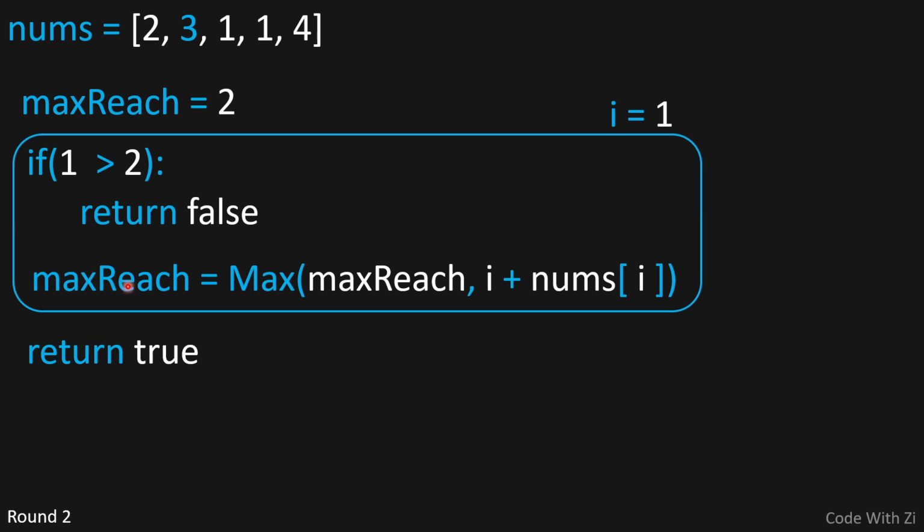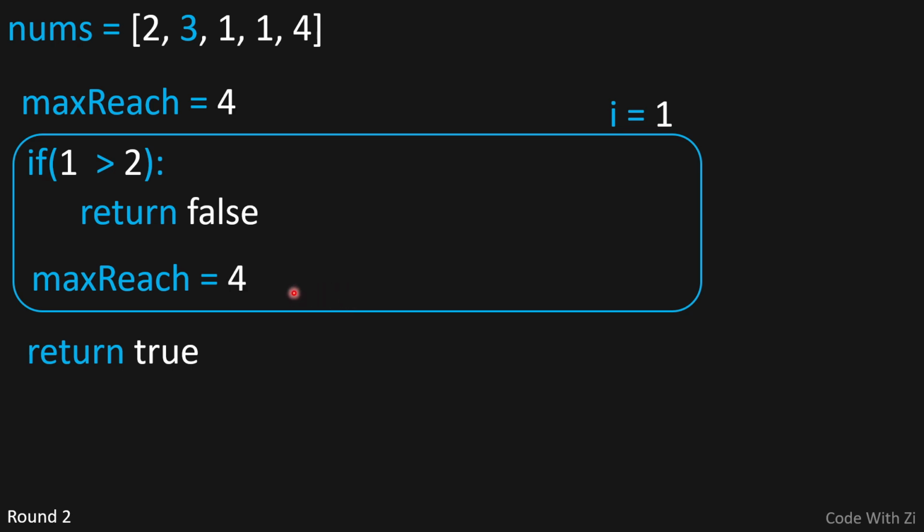We're gonna say maxReach is equal to the maximum value between maxReach or I plus nums of I. Well, maxReach is 2, and I is 1, and nums of I is 3. So this is gonna give us 4. Between 2 and 4, 4 is greater, so maxReach is gonna be equal to 4. And if you check, the maximum jump that we can have from this position is gonna be 3, right? So if we make 3 jumps, 1, 2, 3, we're gonna reach this position, and the index of this position is 4. That's why maxReach is equal to 4.